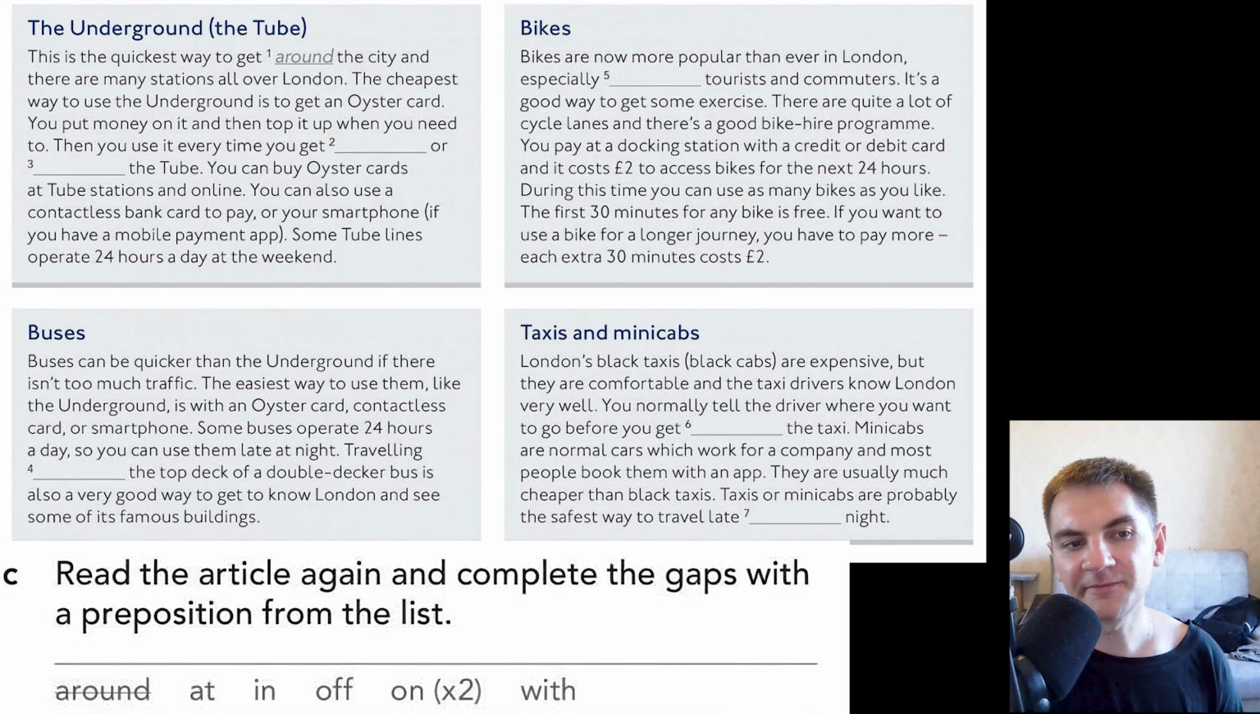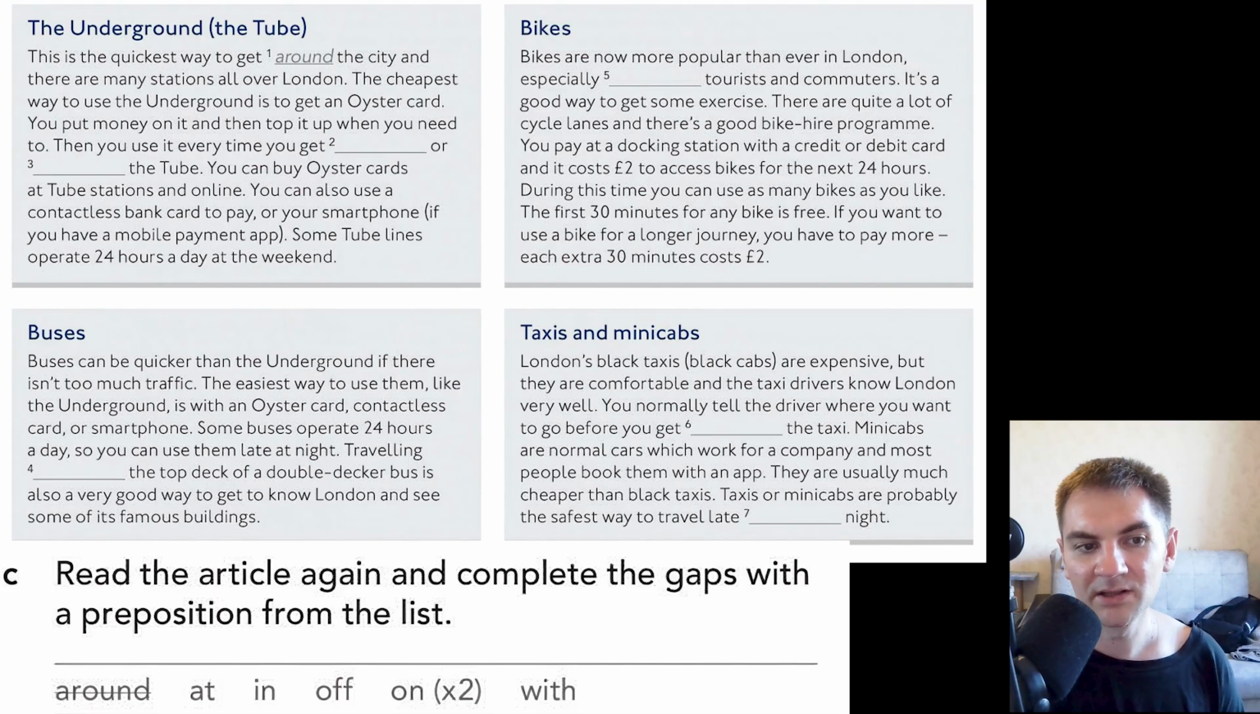Part C. Find the missing words. Read the article one more time. Your job is to complete the gaps 1 to 7 with the correct prepositions. The prepositions you can use are around, at, in, of, on, you see 2 times or twice, and with.